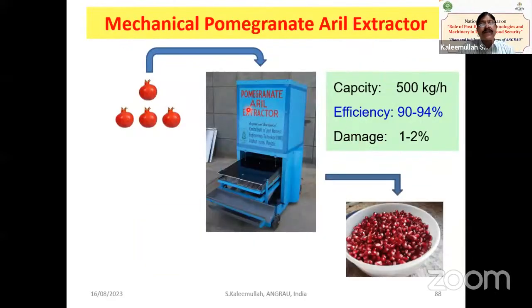Instead, the CIPHET Ludhiana has developed a big unit, a power operated unit. The capacity is 500 kg per hour, and the damage is only 1 to 2%. Thereby we can get the pomegranate arils packaged in controlled conditions and sell them at higher prices.